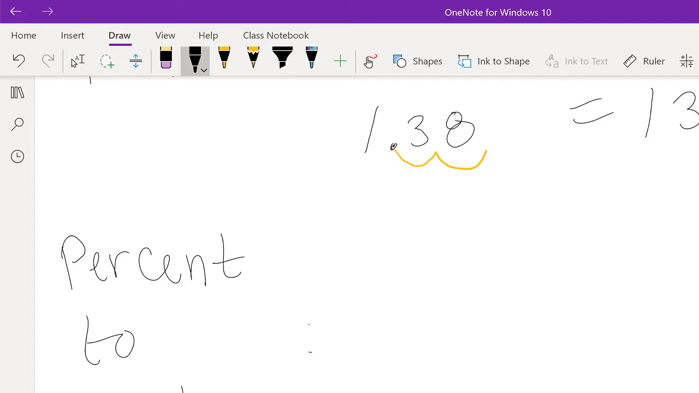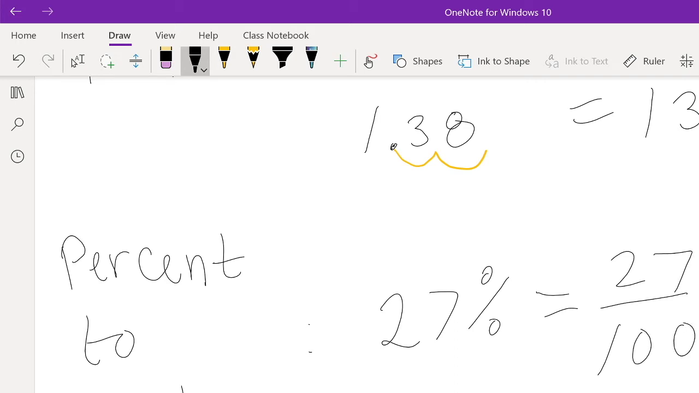Okay, so let's start with 27%. I want to change this into a fraction form. Again, percent means per 100. So this is equivalent to 27 over 100. All right, and in this case, this is already in lowest terms.